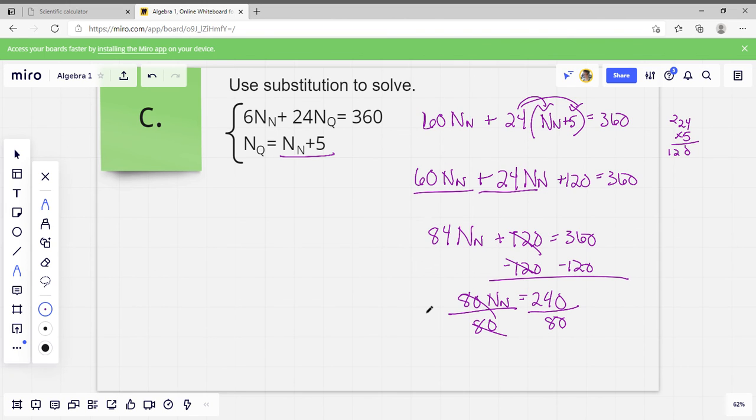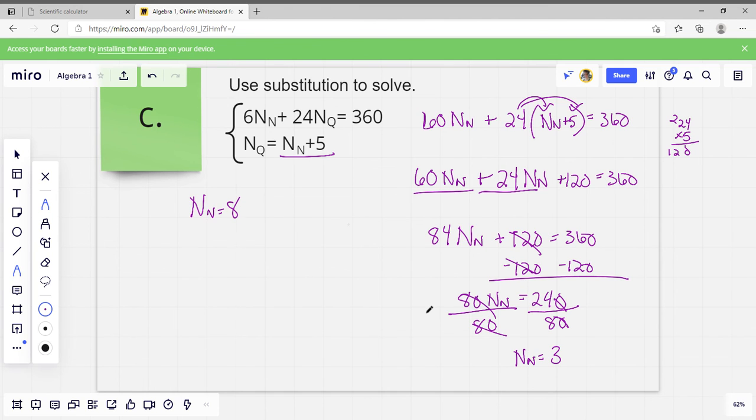The trick where you knock off your zeros. 3 times 8 is 24. So the number of nickels is 3. Oh, that should be quarters right there. Whoopsie. Oh, that's right, I did something wrong. Let's see. Three times 8 is 24.